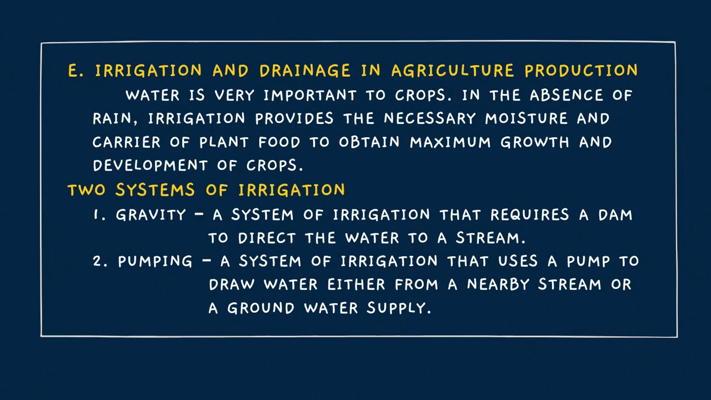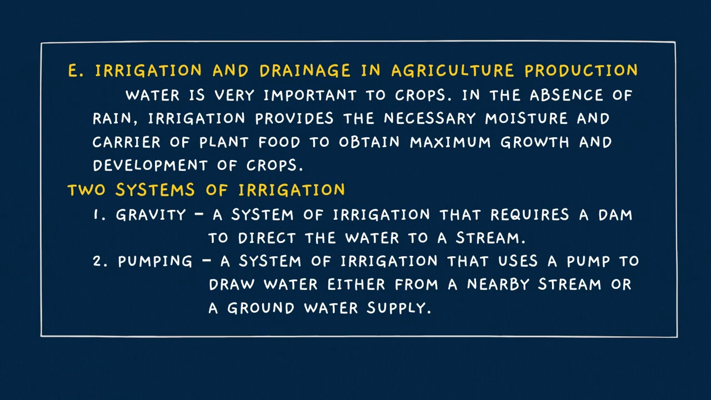Irrigation and drainage in agricultural production. Water is very important to crops. In the absence of rain, irrigation provides the necessary moisture and carrier of plant food to obtain maximum growth and development of crops. Two systems of irrigation.